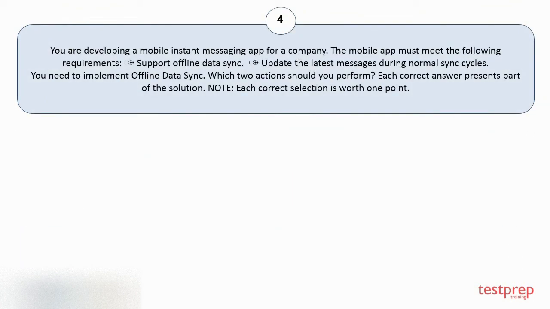Question number 4. You are developing a mobile instant messaging app for a company. The mobile app must meet the following requirements. 1. Support offline data sync. 2. Update the latest messages during normal sync cycles. You need to implement offline data sync. Which two actions should you perform? Each correct answer presents part of the solution. Note, each correct selection is worth 1 point.